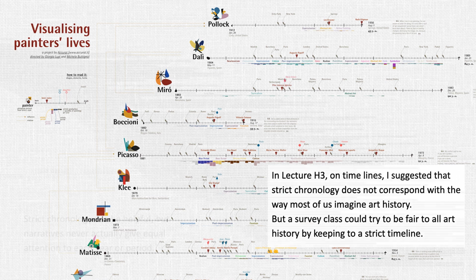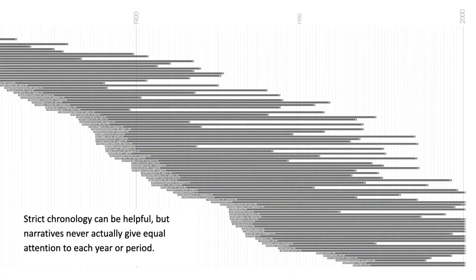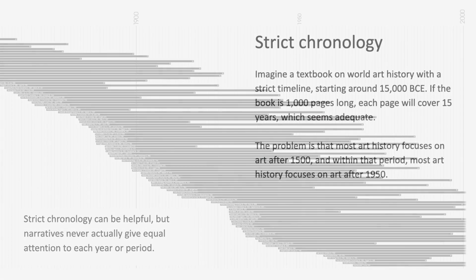But a survey class could try to be fair to all of art history by keeping to a really strict timeline. Strict chronologies could be helpful. This is a chart of the length of a whole lot of artists' lives. Strict chronology can be helpful, but narratives never actually give equal attention to each year or period. So a really strict chronology could be counterintuitive.